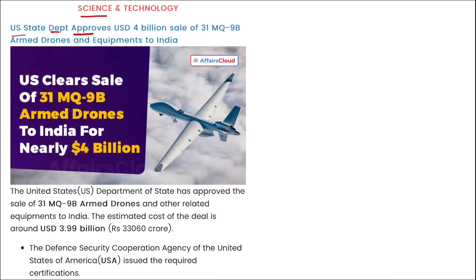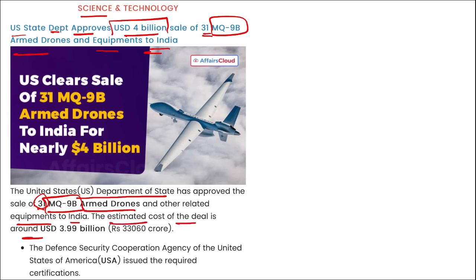US State Department has approved a $4 billion sale of 31 MQ-9B armed drones and equipments to India. I repeat, US Department of State has approved the sale of 31 MQ-9B armed drones and other related equipments to India. The estimated cost of the deal was around $3.99 billion. That is roughly 33,060 crore rupees. The Defense Security Cooperation Agency of USA issued the required certification.